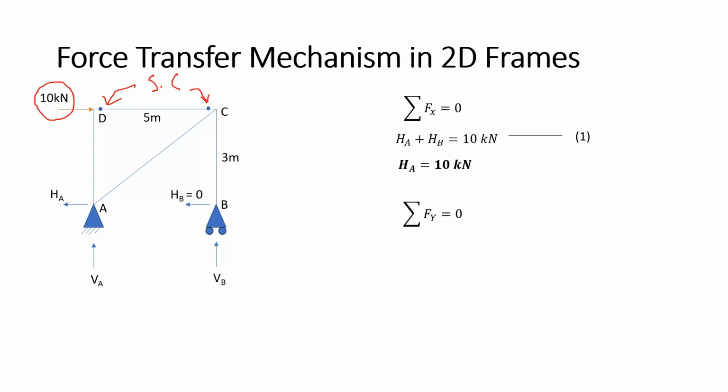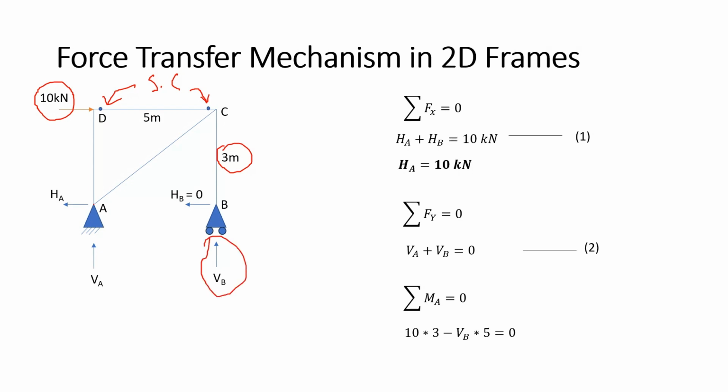Now applying the second equilibrium condition, summation of Fy is equal to 0, so VA plus VB is equal to 0. Now let's apply the third equilibrium condition, summation of moment is equal to 0. Here this 10 into 3, that is 30, will create a clockwise moment about point A, and this VB into 5 will create an anticlockwise moment, so 30 minus VB into 5 is equal to 0. So VB is equal to 6 kN.